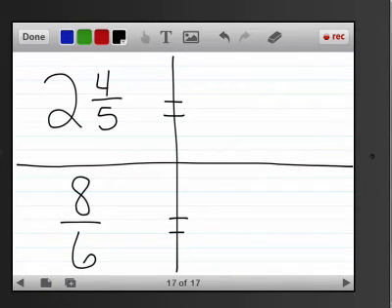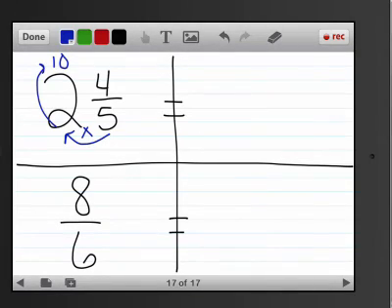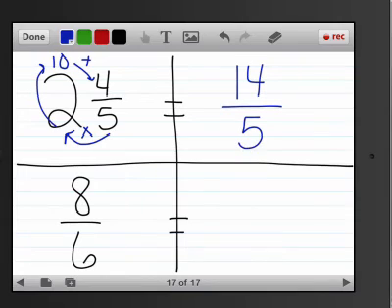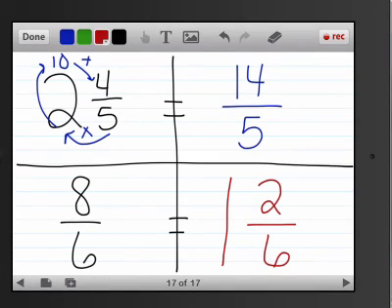All right, let's see. 2 4/5. 5 times 2 is 10. 10 plus 4 is 14. And my denominator stays the same. Let's take a look down below. I need to think how many 6's are in 8. There's 1 whole 6 in 8. I would have a remainder of 2. And my 6 stays the same.